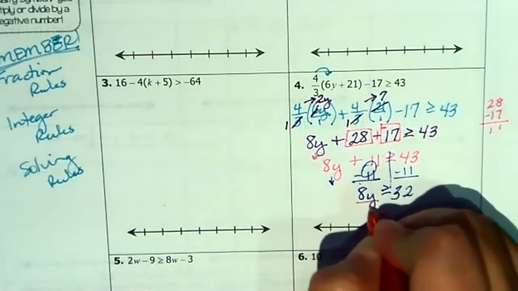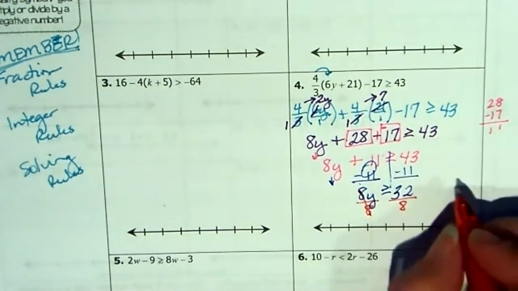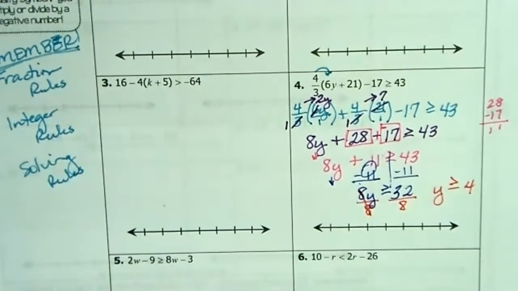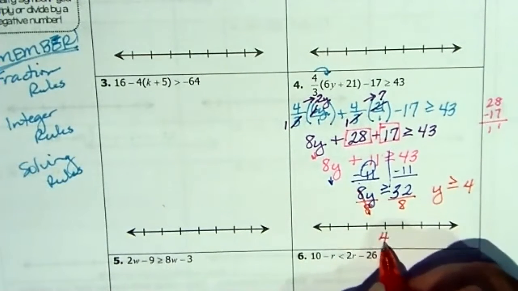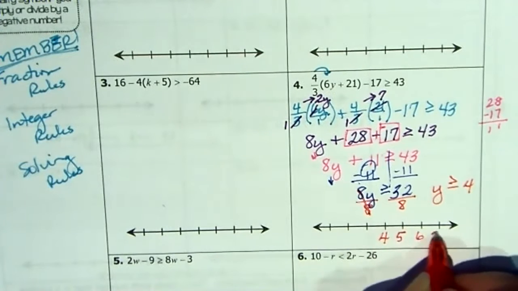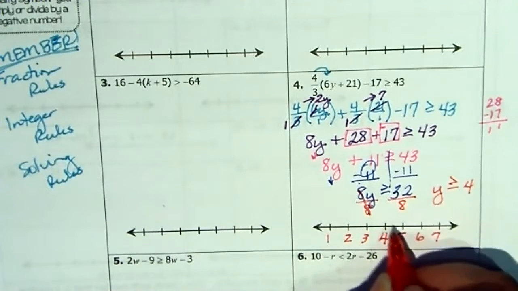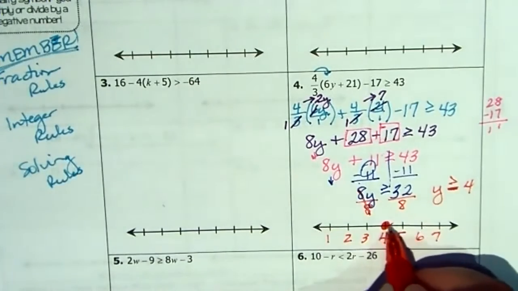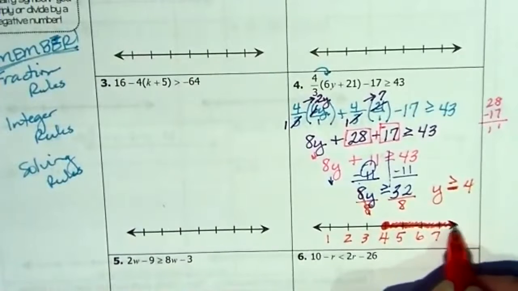And now I'm dividing by 8 on both sides. The 8's cancel to 1, and I end up with y is greater than or equal to 4. Now we graph by putting the 4 here and filling out the rest of the number line. These are positive, so it's going to go 4, 5, 6, 7, and this is 3, 2, 1. It's a filled-in circle because it is an equal-to bar. It's greater than, so I am shading everything that is bigger than 4.